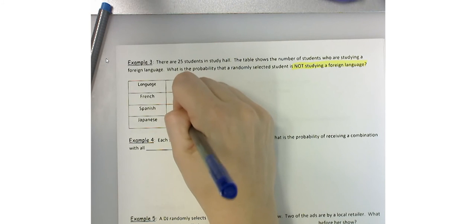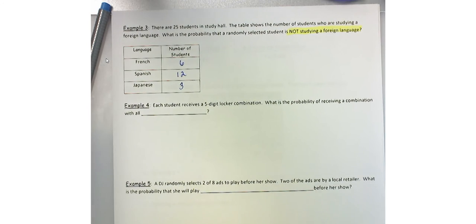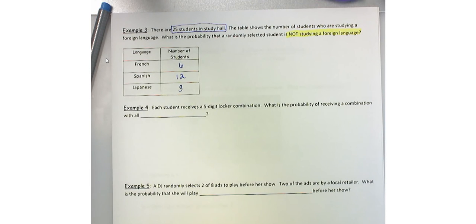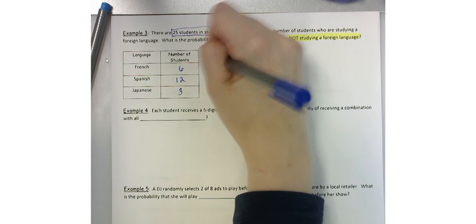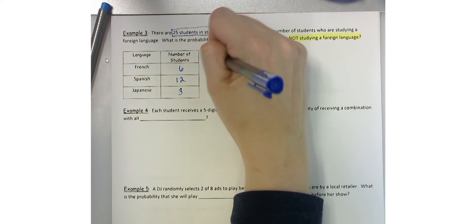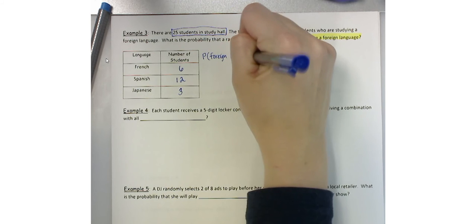Okay, so if there are 25 total students in study hall, this is showing us who has a foreign language. What we can do is use the complement. So we can find the probability of the foreign language takers, or students, and then once we find that, we can use the complement, which would be 1 minus P of the event, or the foreign language students.